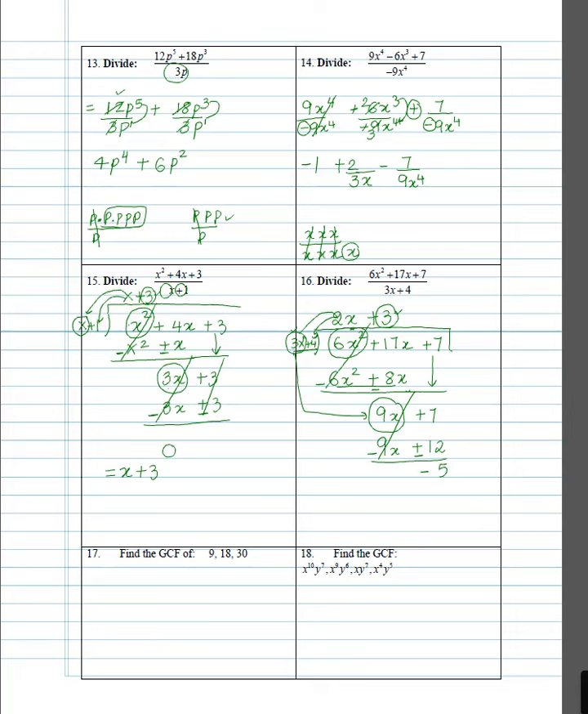So how do I write it? 2x plus 3 minus 5, which is negative 5, over 3x plus 4.